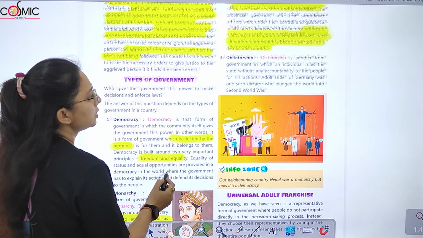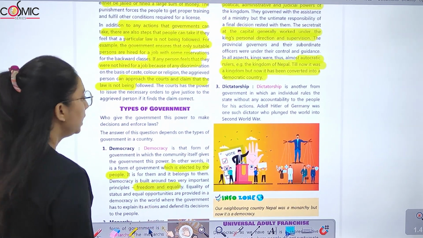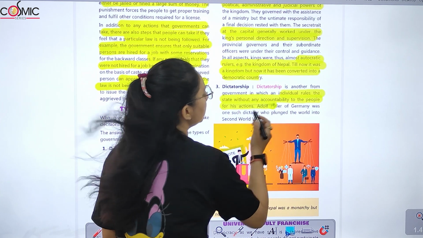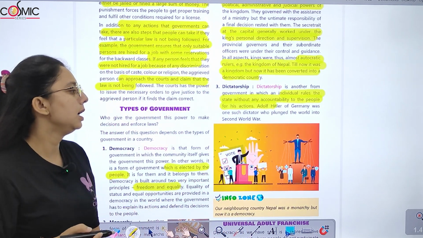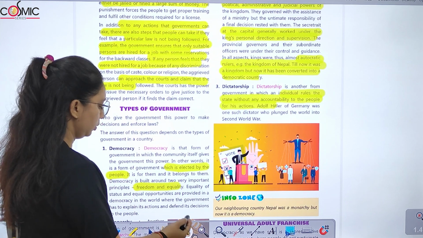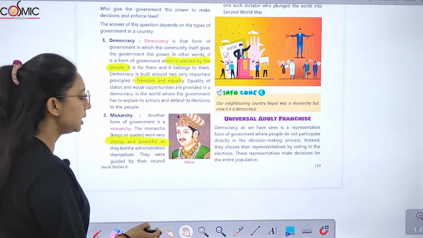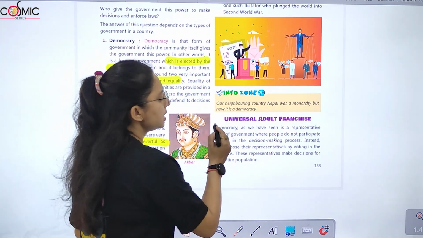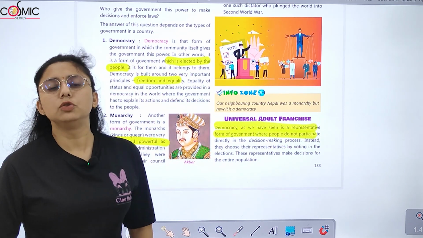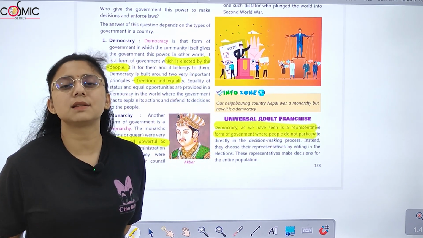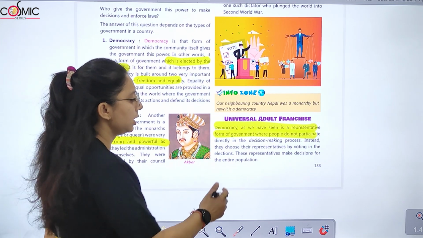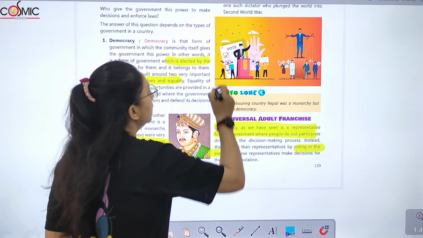Now we have dictatorship. It is another form of government in which an individual rules the state without accountability to the people. Like Adolf Hitler in Germany, he was a dictator, and there is no involvement of people. Now universal adult franchise. Democracy has been seen in a representative form of government where people do not participate directly in decision making, right? Instead they choose their representatives by voting in elections.